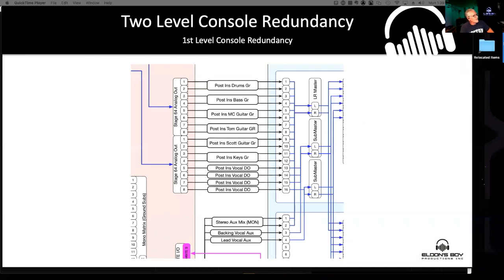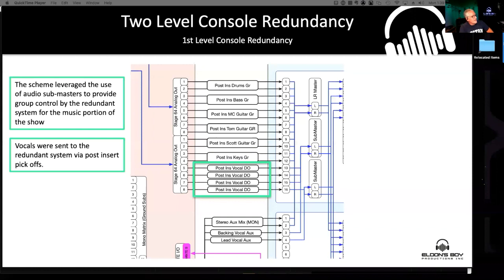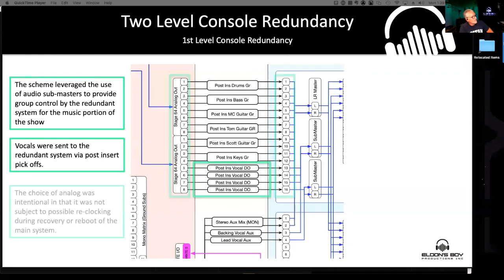If we zoom in here, you can see those are all the subgroups transporting over to the S3L. It's all post-insert, so it's not necessarily following what fader position I had on the S6L. It's coming above the fader, so I had full fader control of the overall group level in the S3L. And then post-insert vocal direct outs would go over to the console as well.